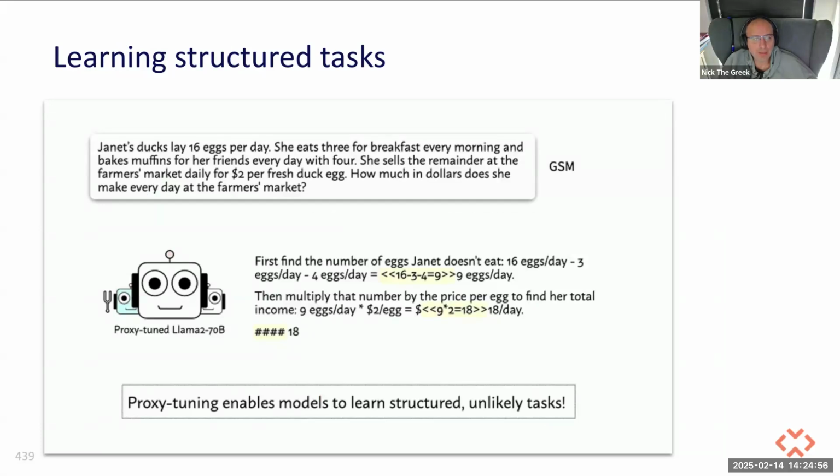And you can also boost the learning of structured tasks, such as this problem that said: Janet's ducks lay 16 eggs per day. She eats 3 for breakfast every morning and bakes muffins for her friends every day with 4. She sells the remainder at the farmer's market for $2 per fresh duck egg. How much in dollars does she make every day at the farmer's market? And it does work here. You can see that you use the proxy tuned Llama 70 billion, and it gets the right answer. And that's basically using chain of thought.